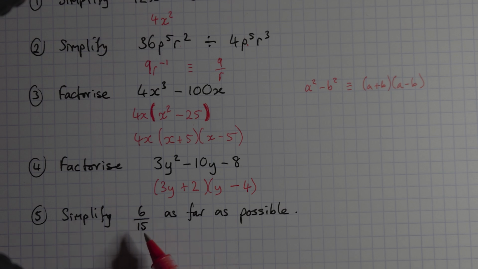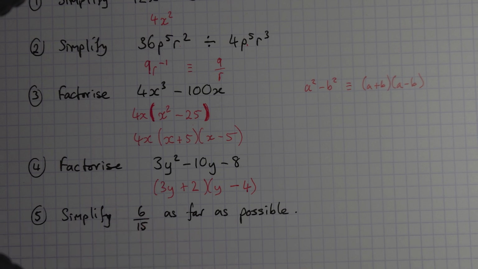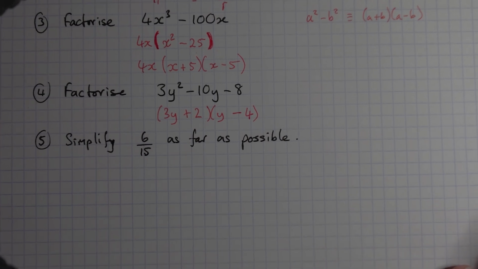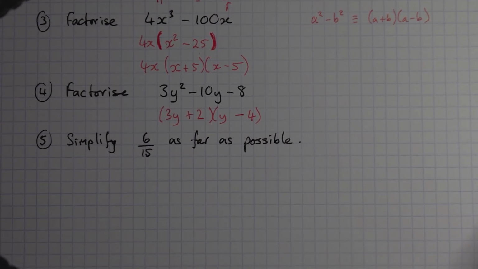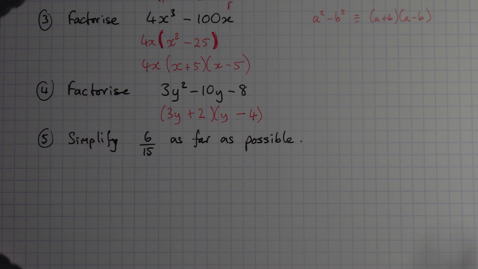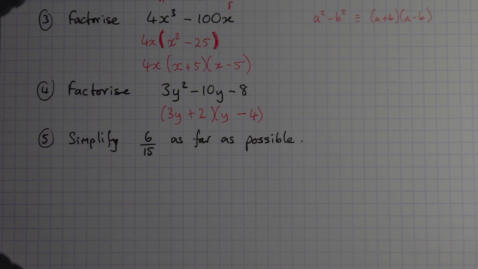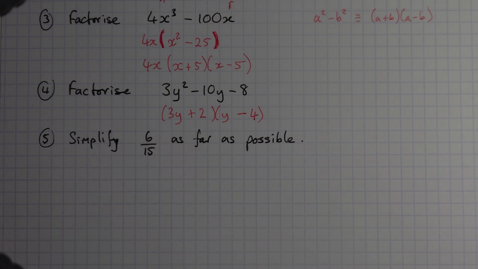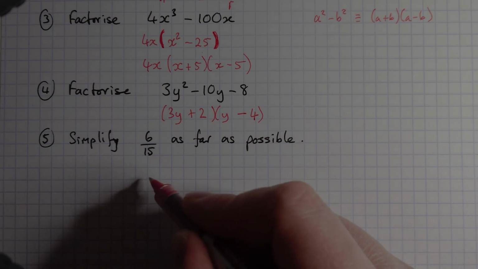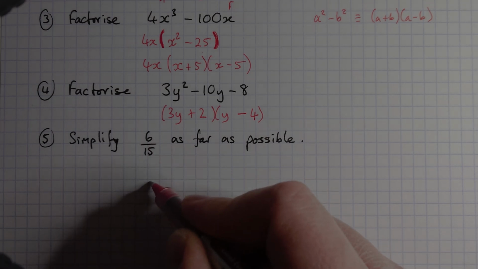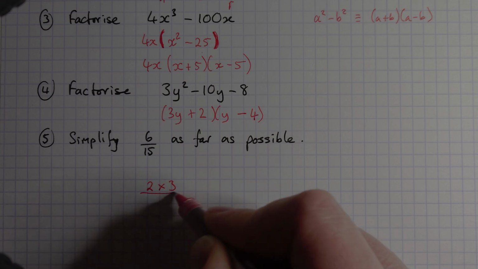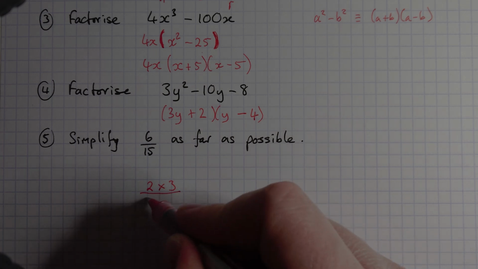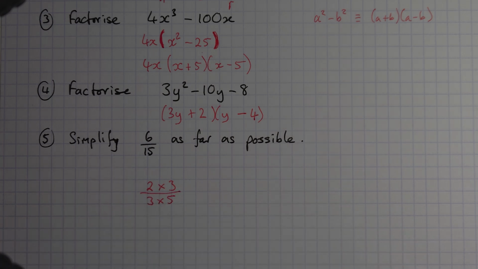Finally, a ridiculously easy one. You should be able to simplify 6/15 in your head, no problem. But I want to show you a slightly odd way of doing it. When you simplify fractions, you are really always doing this, but nobody ever thinks about it. You're factorising the denominator and the numerator. So you're saying, well, 6 can be written as 2 times 3. 15 can be written as 3 times 5. And then you say, have I got anything on the top and on the bottom?